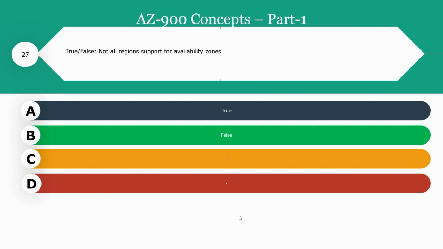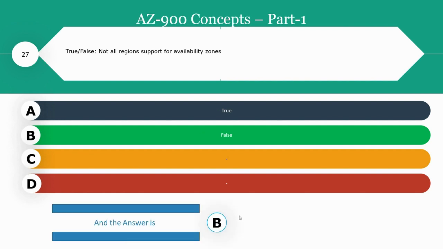True or false? Not all regions support availability zones. The right answer is B, that is false. The recent update is that all regions support availability zones. There are 3 availability zones per supported Azure region. Each availability zone has a distinct power source, network, and cooling. By designing your solution to use replicated VMs in the zones, you can protect your apps and data from loss of a data center.